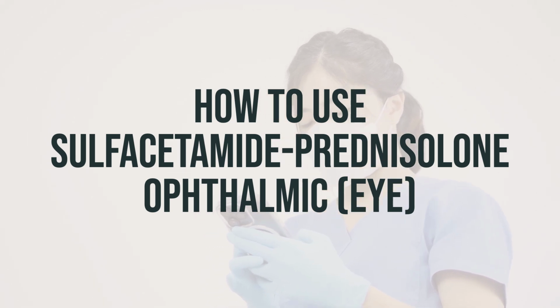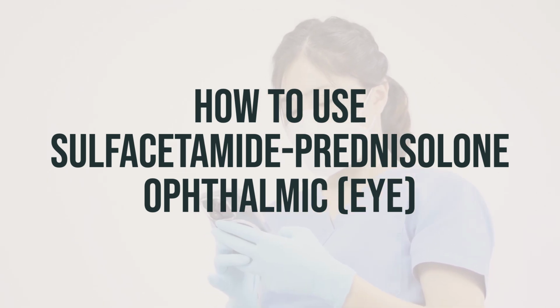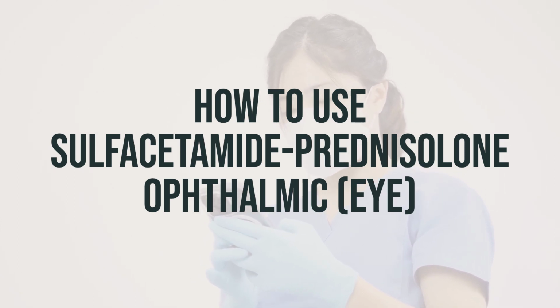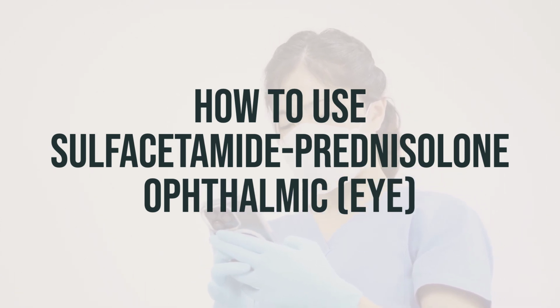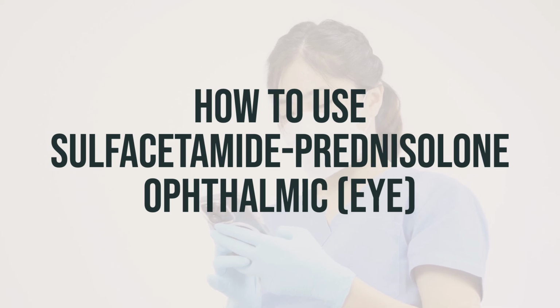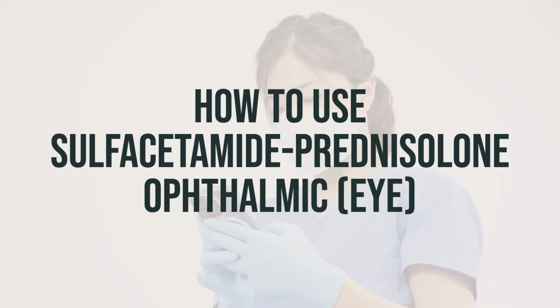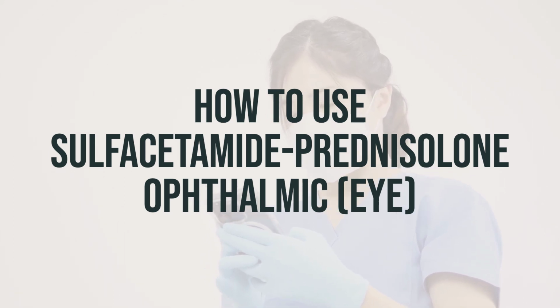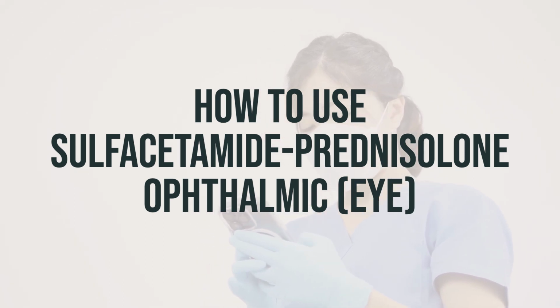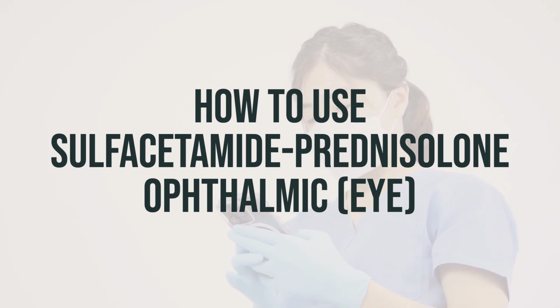Tilt your head back, look upward, and pull down the lower eyelid to make a pouch. Hold the dropper directly over your eye and place one drop into it. Look downward and gently close your eyes for 1 to 2 minutes. Place one finger at the corner of your eye and apply gentle pressure to prevent the medication from draining out. Try not to blink and do not rub your eye. Repeat these steps for your other eye if directed, and if your dose is for more than one drop.